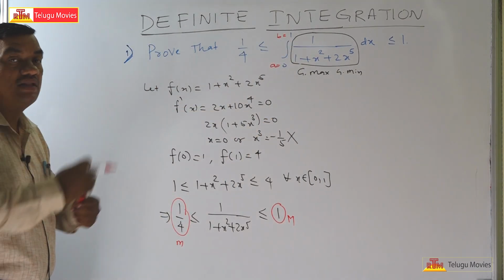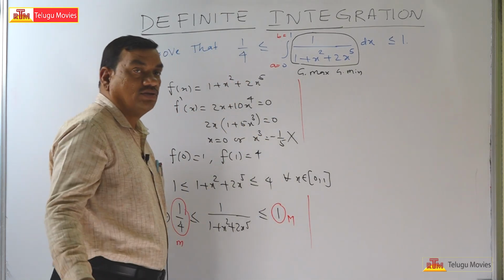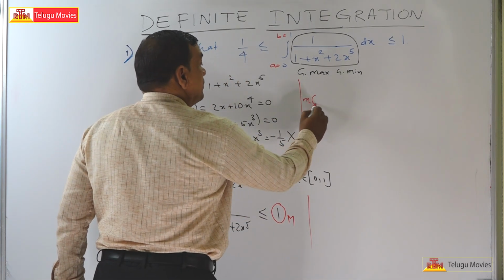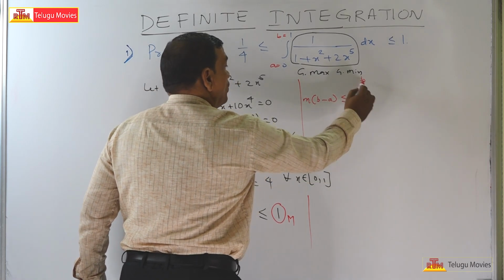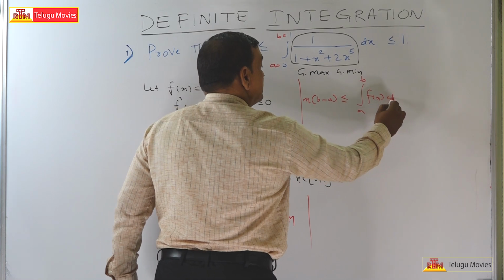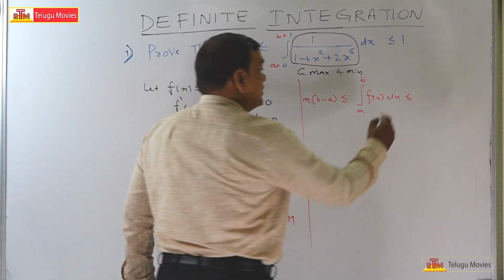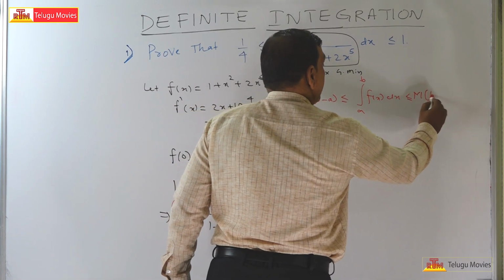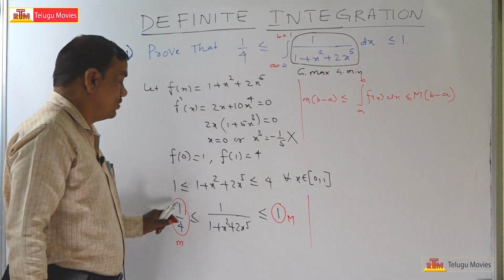Understand? Remember the property. What is the property? Small m into B minus A is less than or equal to the integral from A to B of f of x dx, which is less than or equal to the big rectangle, that is, capital M into B minus A. Understand this, right? What is small m? 1 by 4.